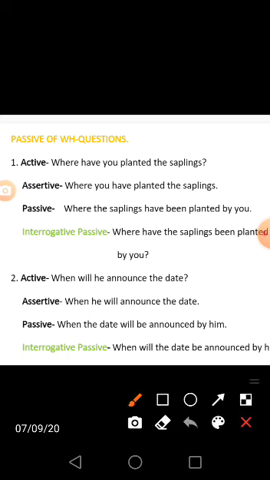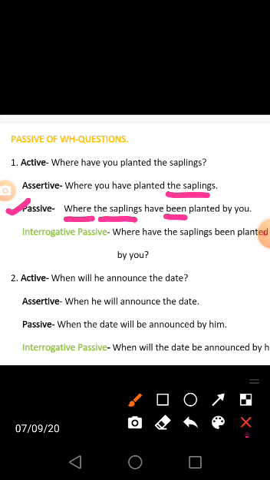Now the passive form. So when it is passive, what we have to do? As I have told you, where will not change its position. So where is written here. After that, the object. What is the object? Have planted what? The saplings. So the saplings will come in the beginning. So, where the saplings now have been planted. Why been? You all know it is perfect tense. So been is required in passive. So, where the saplings have been planted by you.